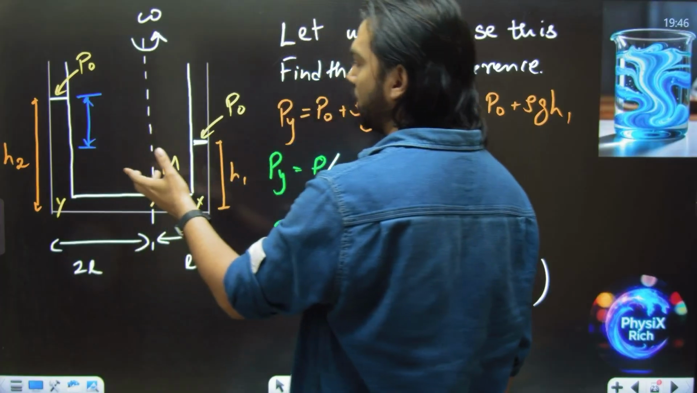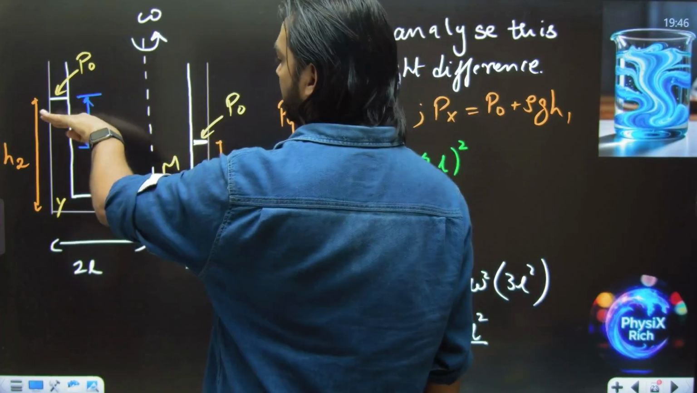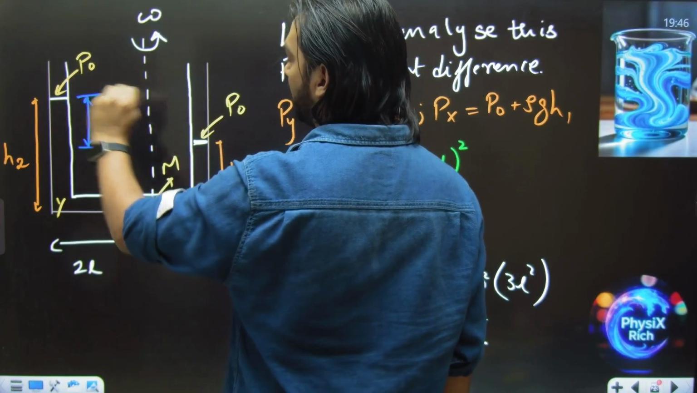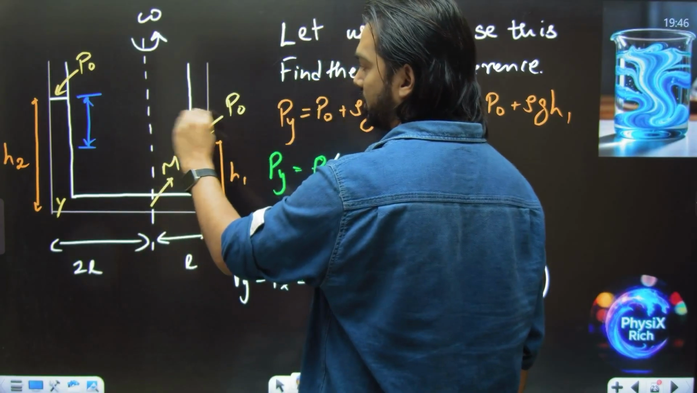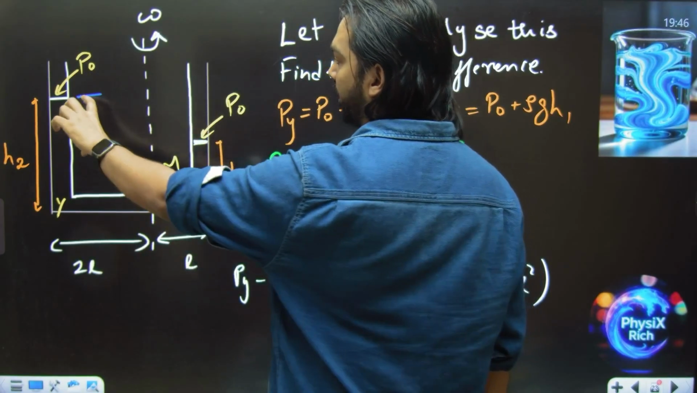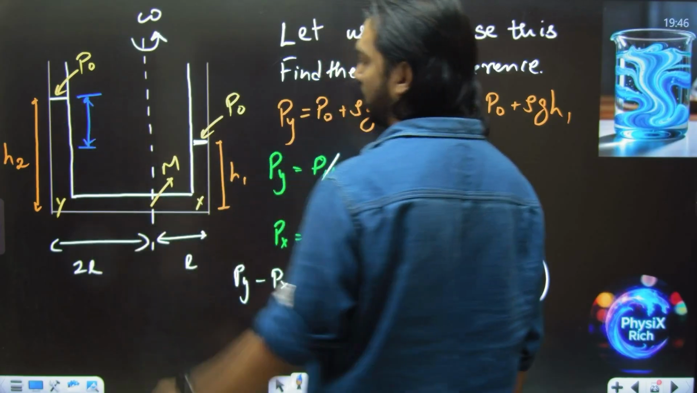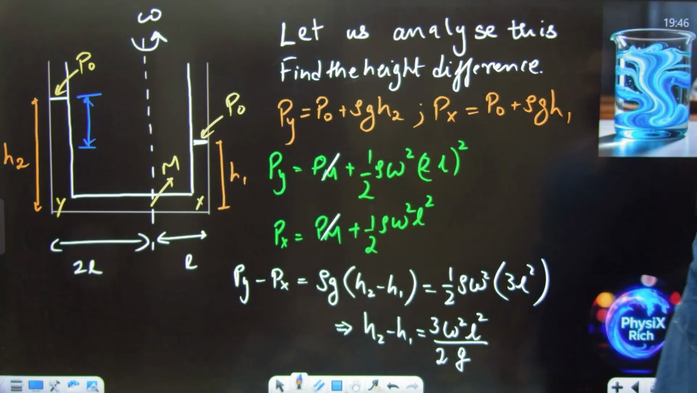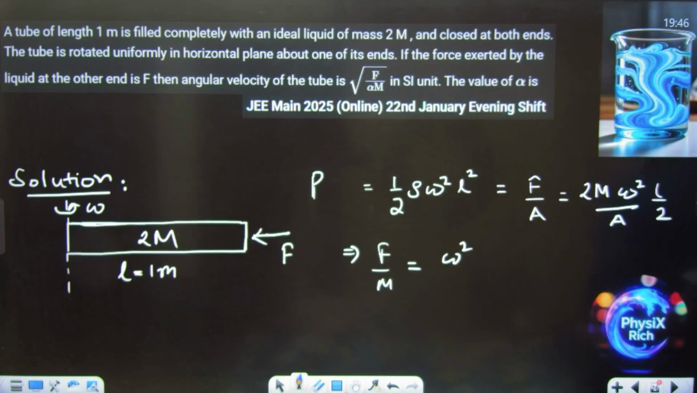So he can ask you by what height does this thing rise? Or by what height does this original level fall down? So you take this, divide it into 2, and that's your answer, which is just 3 by 4 omega square L square upon g.